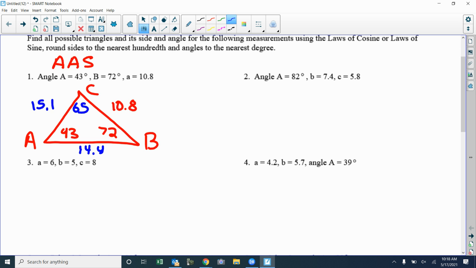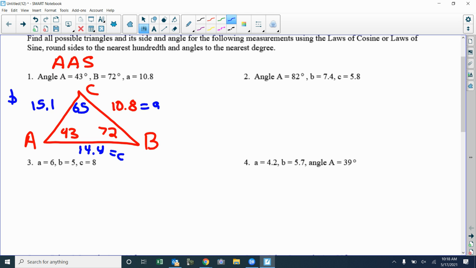Does anybody want to work out any more detail on any of the findings? I just have a question about the side. Side C is the opposite of angle C, correct? Correct. So this would be side B, this is side C, and this would be side A.